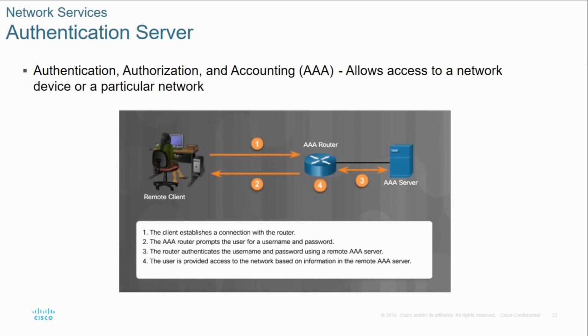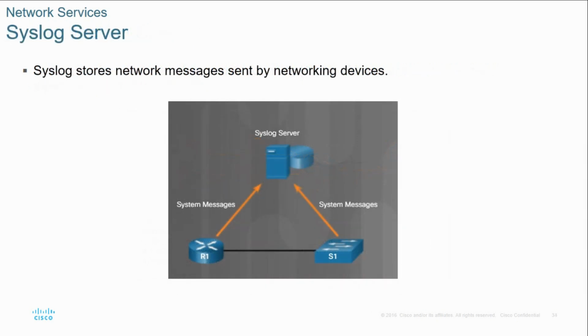Another server is the Authentication Server. The purpose of this server is to control and manage network access using the AAA standard, which is authentication, authorization, and accounting. Lastly is the Syslog Server. This server is used to store information about the activity inside your network. It will help you analyze network performance and troubleshoot network issues.